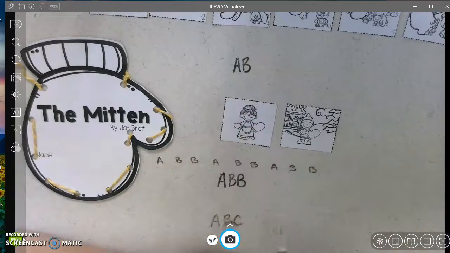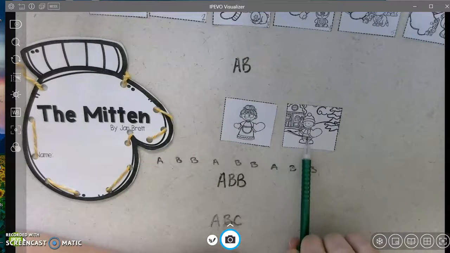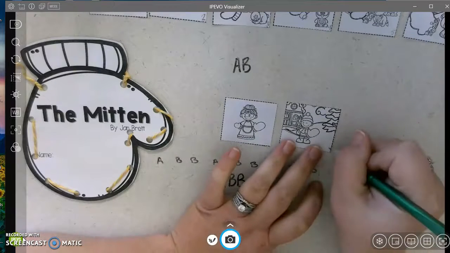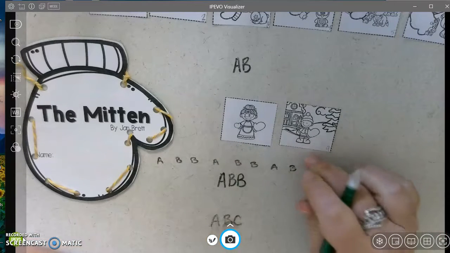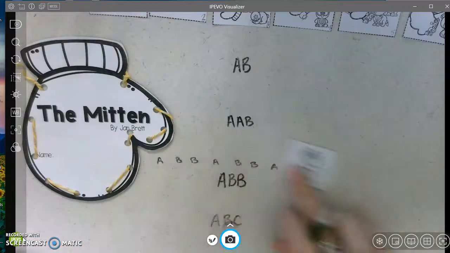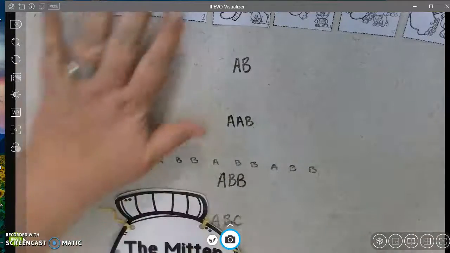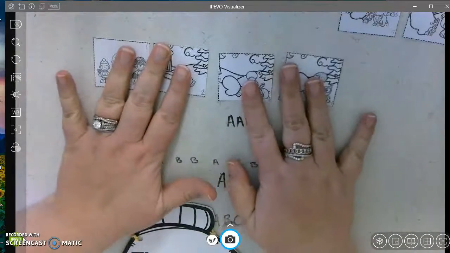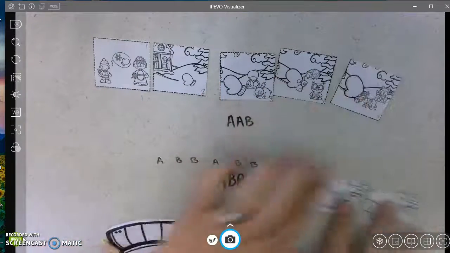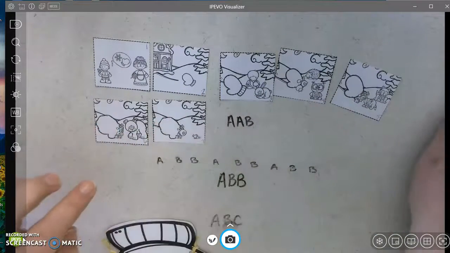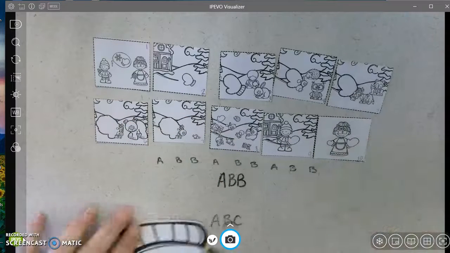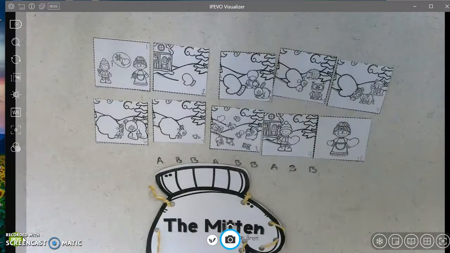Okay, now we're back to here. Does Nikki find the mitten first, or does Baba? Nikki does, right? So here's 9, and here's 10. All right, so you have your squares in number order, and you can practice retelling the story.